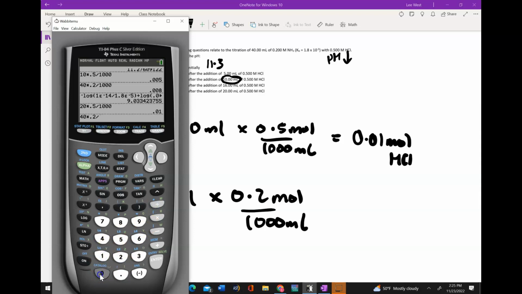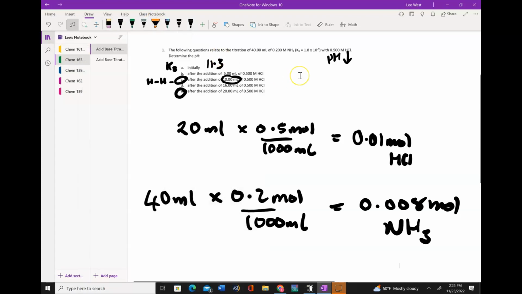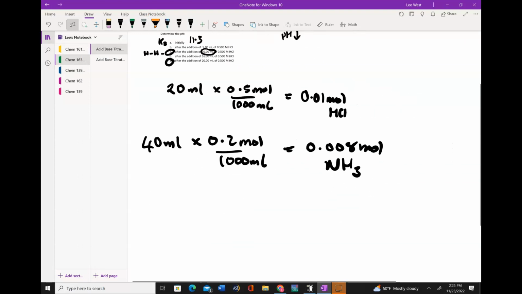So 0.008 moles of ammonia. So you can see that we're a little bit past the equivalence point. We've added more moles of acid from the burette than the moles of base that were in the flask. So let's figure out how much we've got here.